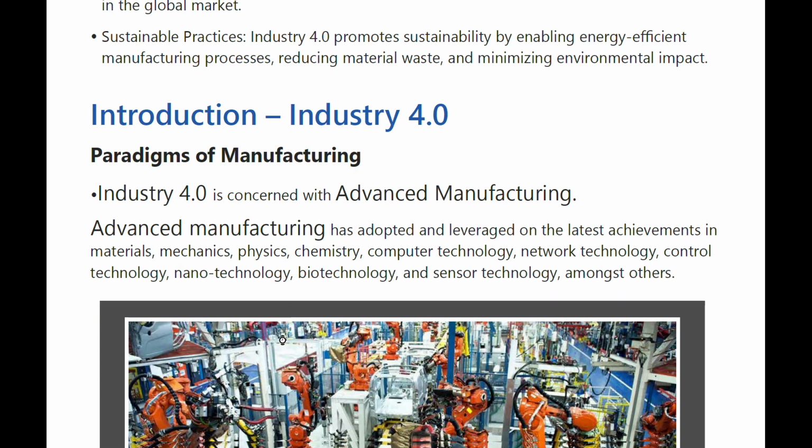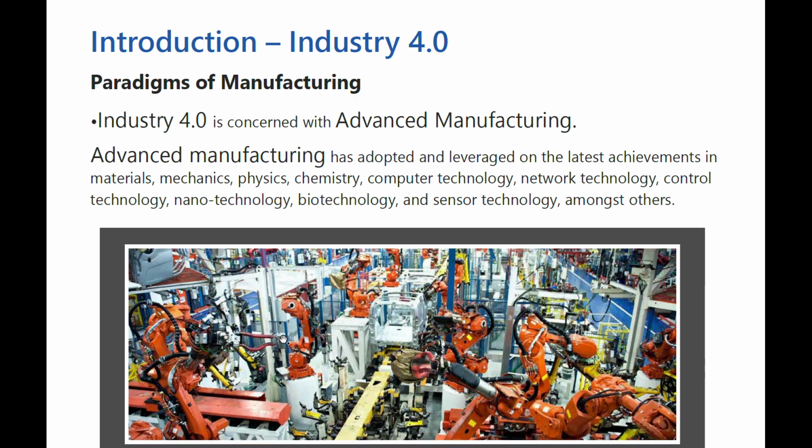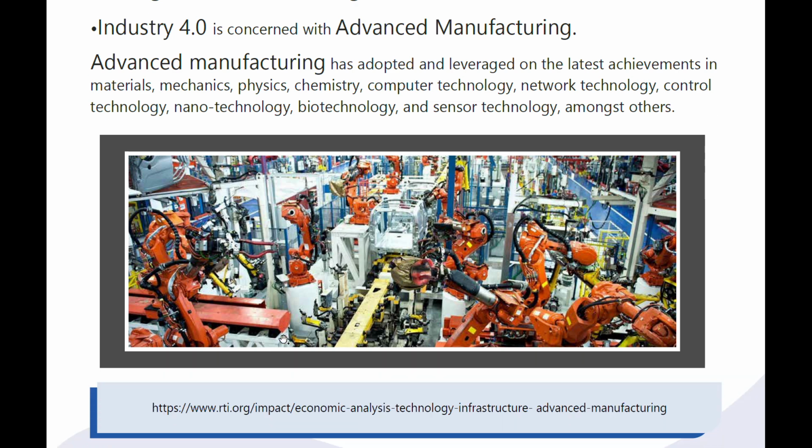Industrial 4.0 is connected to advanced manufacturing. Advanced manufacturing adopts and leverages the latest advancements in mechanics, physics and chemistry together with computing, so that it can enable control technology to be built faster, better, smaller, more accurate, in terms of nano engineering and nanotechnologies to sensor technology.